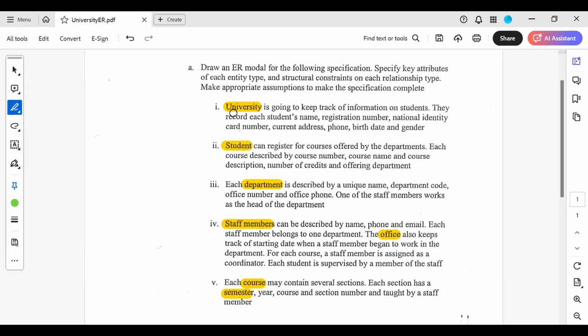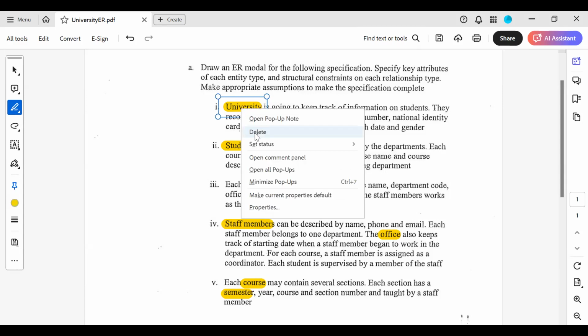So for university here, it says it's going to keep track of information on students. But we cannot find anything about the university. It's about the university, but there's nothing which describes the university. In this particular case, university will not be a right entity, right? Think carefully.